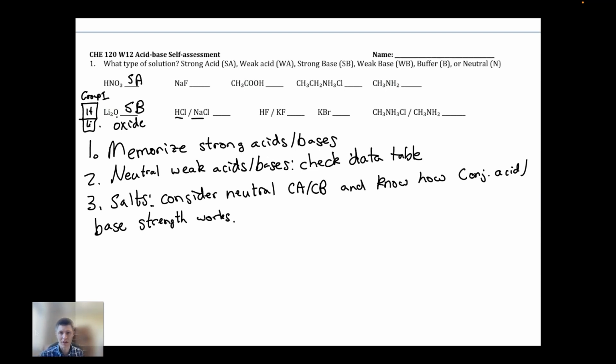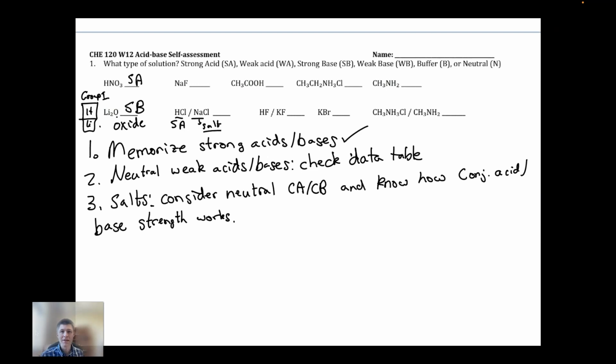HCl, NaCl, you see HCl there. HCl is one of our strong acids. NaCl is a salt, so maybe we need to think a little bit more to understand that. But again, if you see HCl, that's a strong acid. You can immediately write that down.